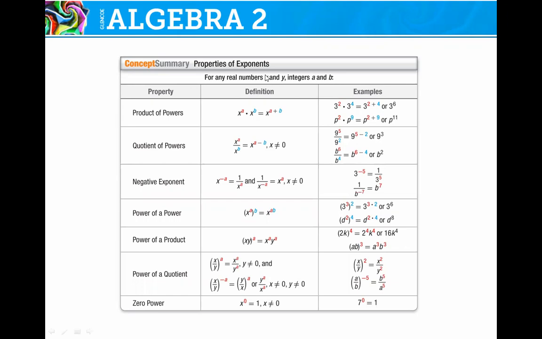Any number with power 0 is equal to 1, except 0. So any number, negative or positive, with power 0 is equal to 1. And he gives you a numerical example here: 7 to the power 0 is equal to 1.